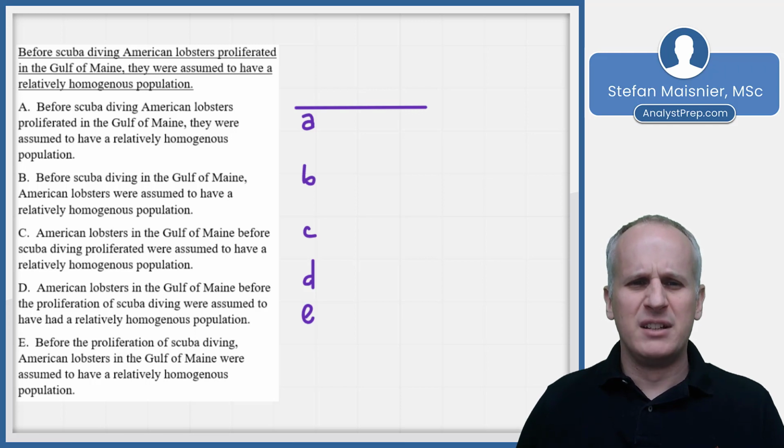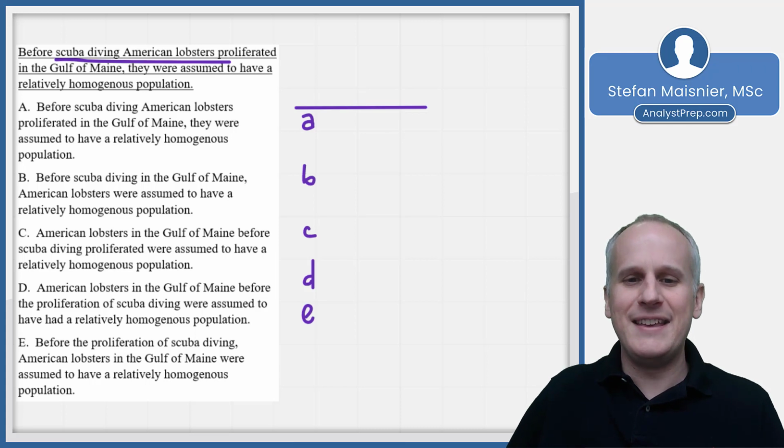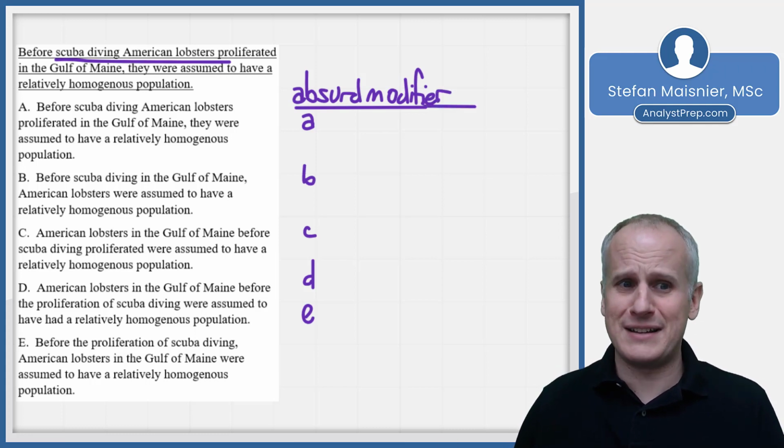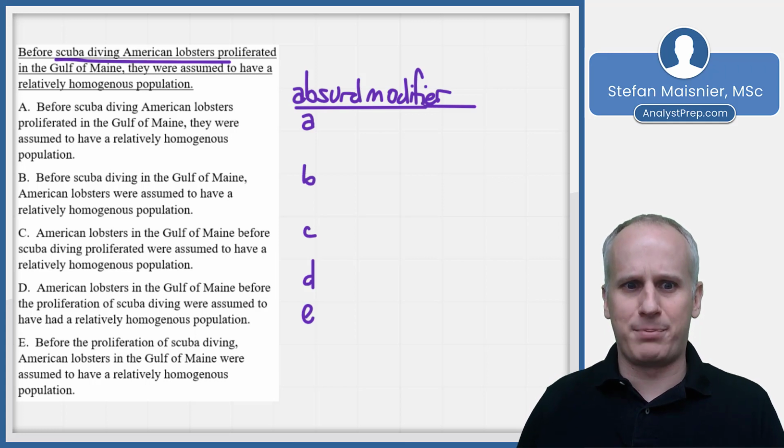Wait a minute, what? We have scuba diving American lobsters? That's kind of crazy. And this would be a textbook absurd modifier. The exam doesn't want you to believe there are scuba diving American lobsters. That makes no earthly sense. We can't anthropomorphize non-humans. There's not going to be a non-human that's scuba diving in the Gulf of Maine, and they proliferate on their own. That's really kind of disturbing if we've got mollusks that are proliferating on their own and using diving equipment. So we can eliminate choice A for that absurd modifier as soon as we find it, without even reading the rest of the sentence as originally presented.